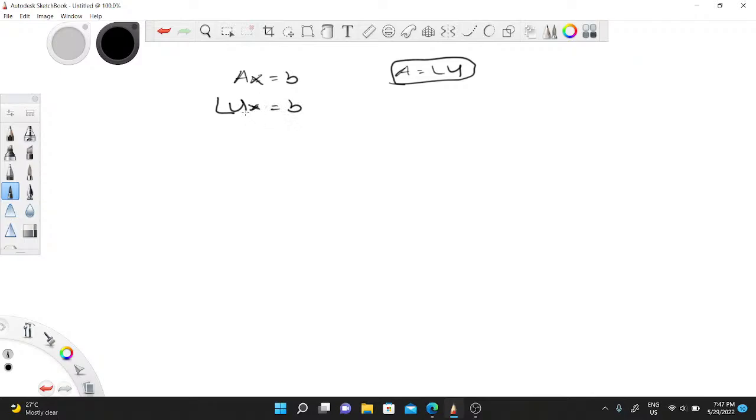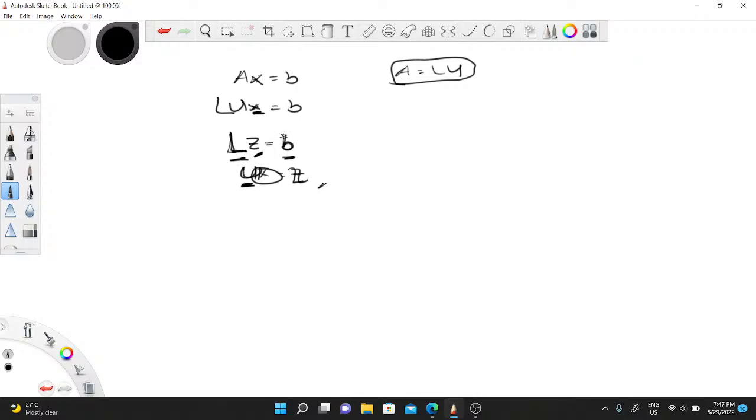Perfect. Now the thing is that you can't really solve it outright because X is still unknown. So what you do is you do LZ is equal to B. So you replace UX with Z. And you know L, you know B, so you can solve for Z. Perfect. And if you know Z and you know U, you can solve for X. This is how it is solved. So the optimum solution is to make L and U the same.